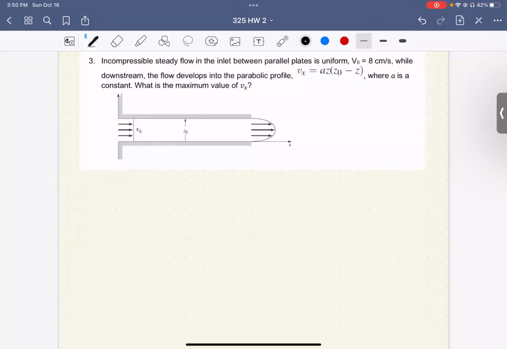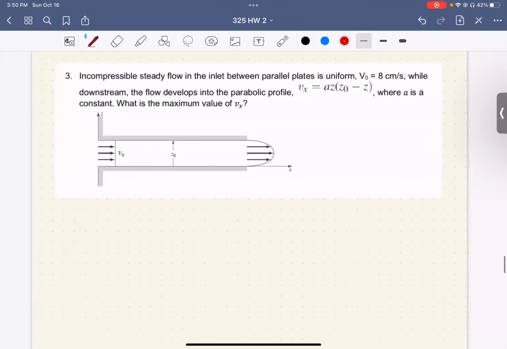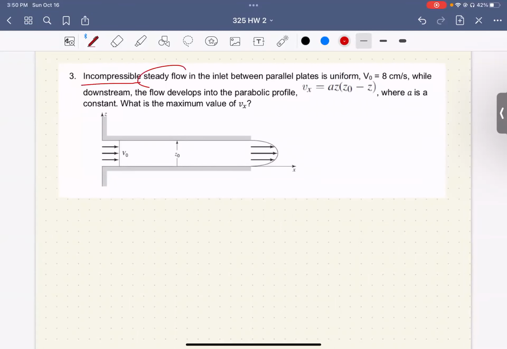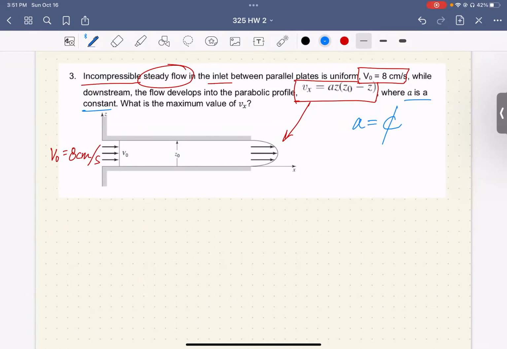Let's start with question number 3. This question says there's incompressible steady state flow, and the inlet between parallel plates is uniform. V0 is 8 centimeters per second. Downstream, the flow develops into a parabolic profile, and we're given this expression. A is a constant; this is the symbol for constant.